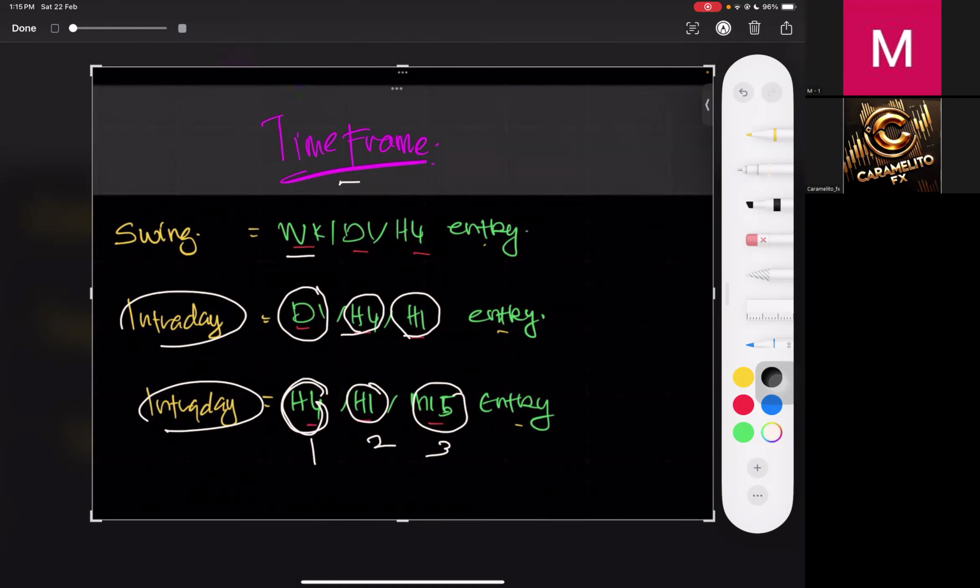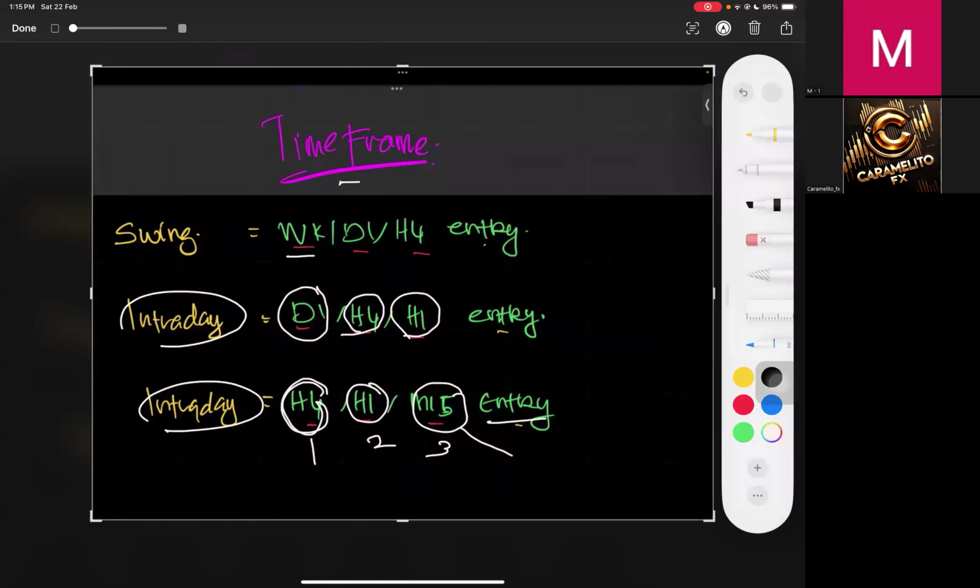But there's a catch here. Sometimes if you're using gold, you go until M15 to find an entry, right? Sometimes M15 on gold doesn't give you any clear picture. What I mean by that is you find angle after angle, but nothing.